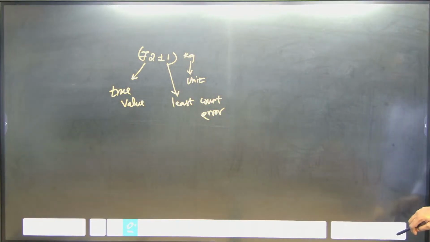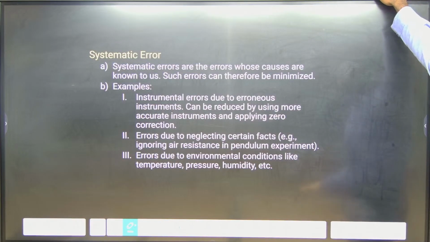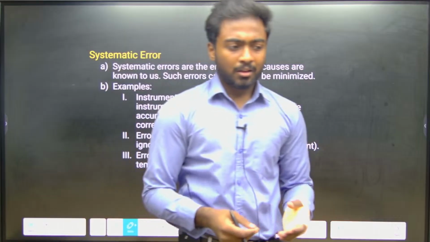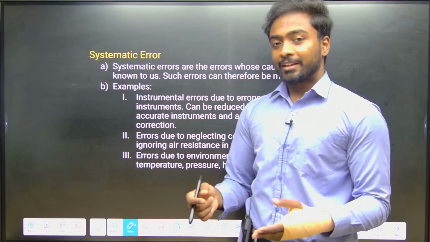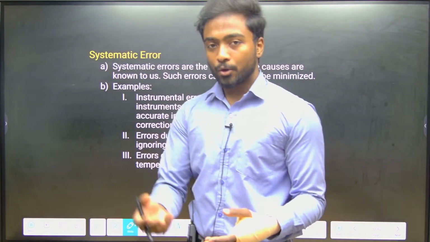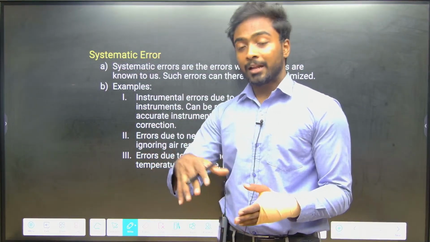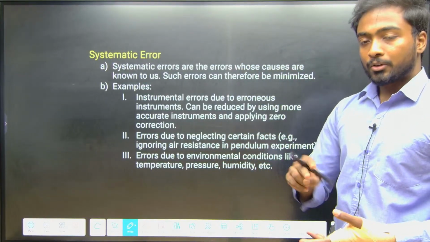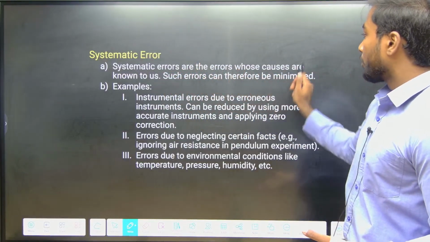We will talk about the systematic error. Systematic errors are the errors whose causes are known to us. You are doing some work, you have made some mistake. The mistake can be made knowingly by you or unknowingly by you. Two types are there, knowingly or unknowingly. In this, systematic errors are errors whose causes are known to us.